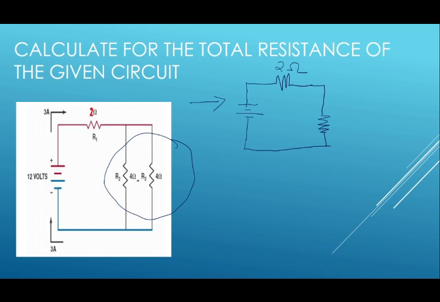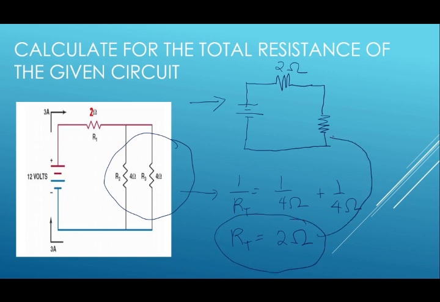So what is the value of this one? Using the formula, 1 over R total, you have 1 over 4 plus 1 over 4 ohms. The total resistance for this parallel connection is 2 ohms. Now this answer here, you will place it here, so that this simplified version of the circuit has 2 ohms of resistance at this portion.